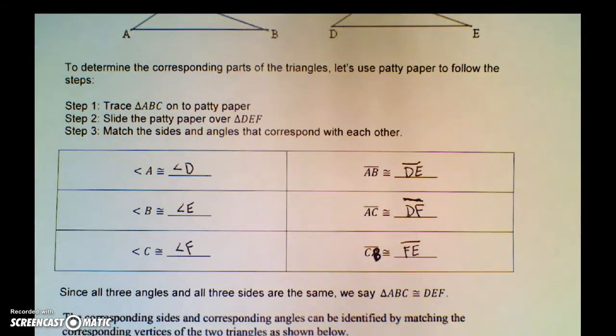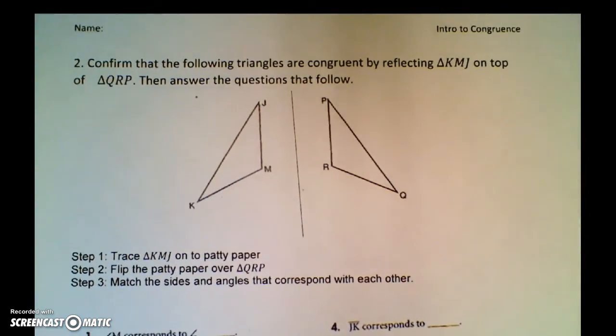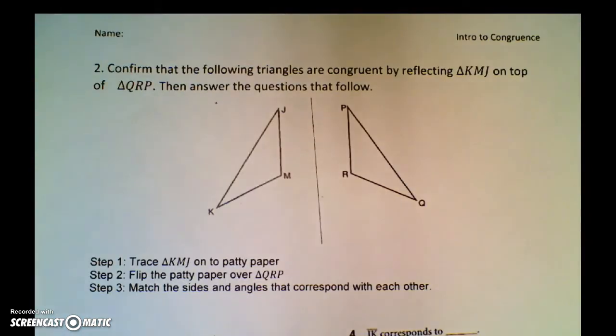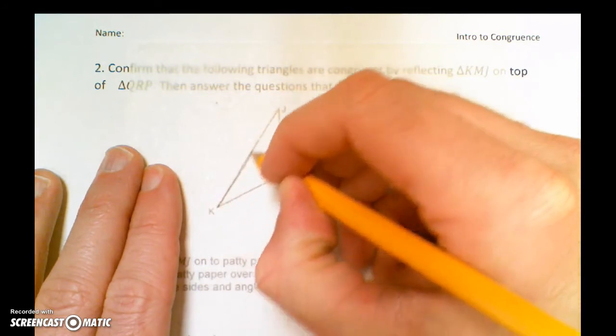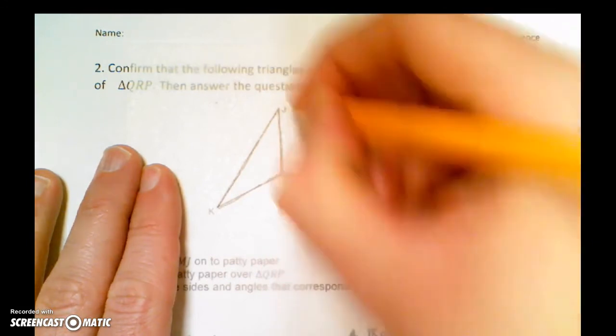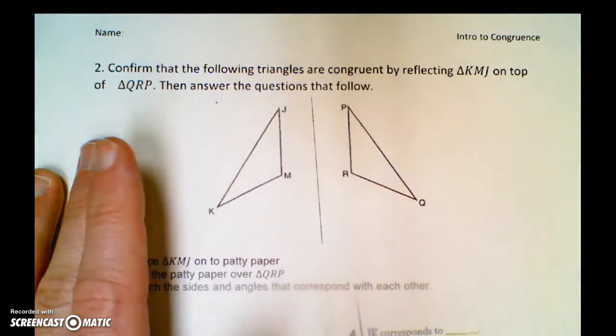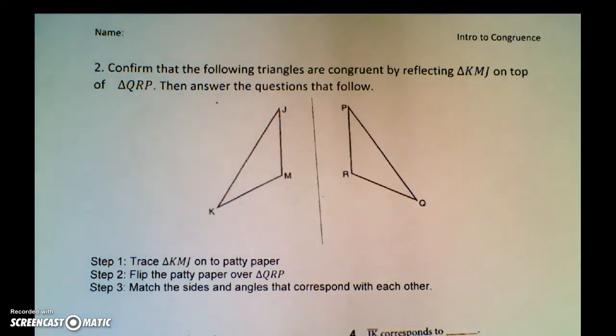Okay, let's try some other types of ways to prove triangles are congruent. Here we're going to use a reflection, so we're going to do the patty paper again. It says trace KMJ onto patty paper, so I'm going to trace KMJ. That's my triangle. I'm going to draw this line as well, just so I have my reflection. So we're going to confirm that the following triangles are congruent by reflecting triangle KMJ on top of triangle QRP, and then answer the questions that follow.